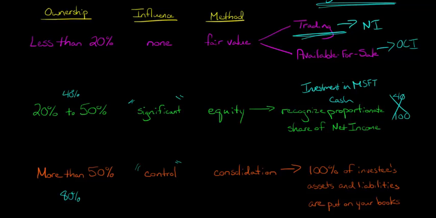And this is actually quite complex, but I'll just give you the basics. What we're going to be doing is taking 100%, regardless of how much control we have, whether we have 80, 90, 75. If we have control, if it's more than 50%, then we're going to take 100% of Microsoft's assets and their liabilities and so forth. And those Microsoft assets now all become our assets. Microsoft's liabilities become our liabilities. It all comes onto our books. That's what consolidation is. We're taking their assets and their liabilities and we're making them our own.